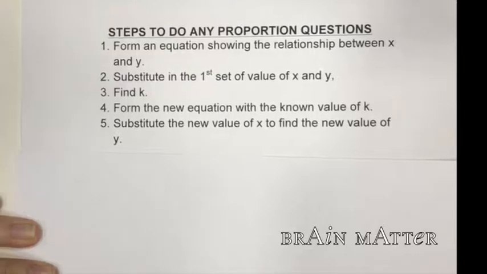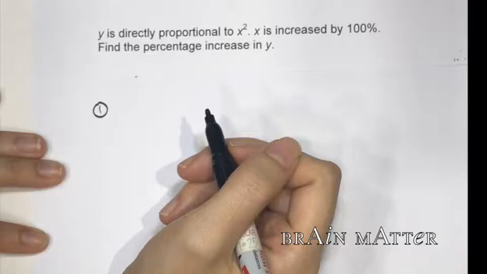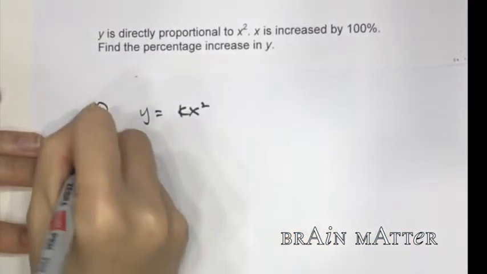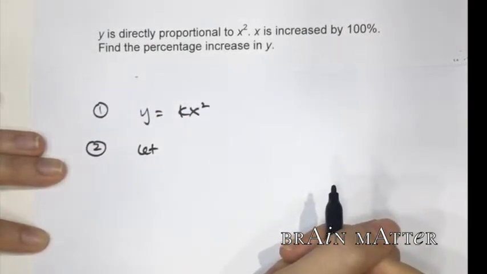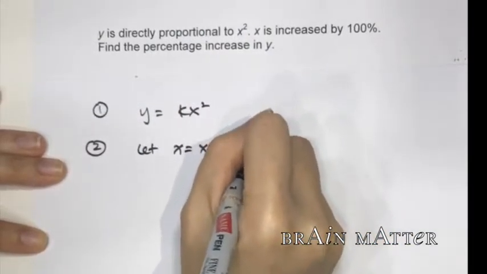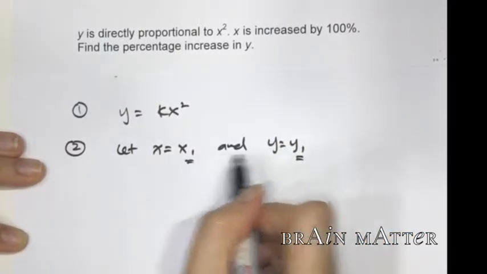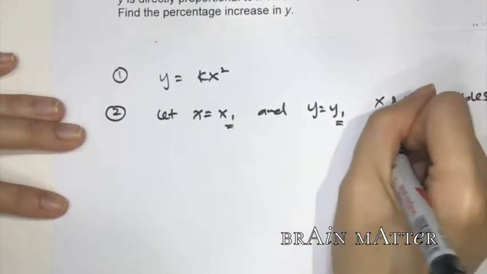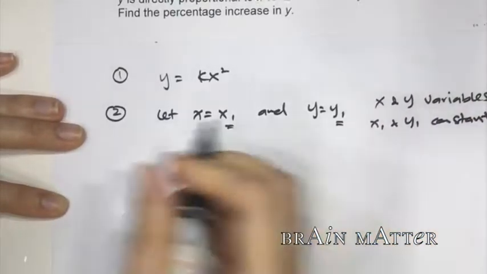Let's apply these steps to the first kind of question. Number 1, form an equation showing the relationship between x and y. So y equals kx squared. Number 2, we need the first set of values of x and y. In this question, we are not given any x and y values, so we let x equal x1 and y equal y1. Take note that you have to write the subscript 1 because x and y are variables, so they can take on different values in the question. However, x1 and y1 are constants, meaning they are fixed.